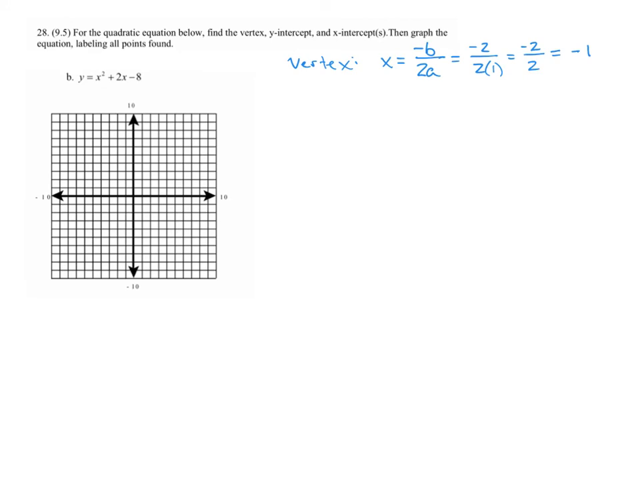So remember, this is our x coordinate. We still need to find our y coordinate. So for my y coordinate, I'm going to plug in my x value, so we get negative 1 squared plus 2 times negative 1 minus 8. If we go ahead and simplify this, we get 1 minus 2 minus 8 equals negative 9.